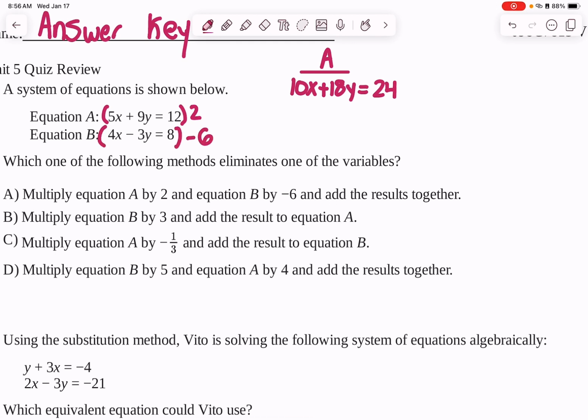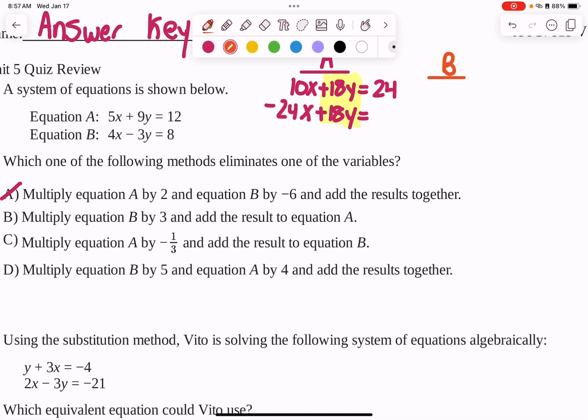Even though this might not be what we would normally do, it could still end up working, so that's how we're practicing it. -6 times 4 is -24x. -3 times -6 is positive 18y. And 8 times -6. Well, that part doesn't even matter. I already know that this wouldn't work because 18 plus 18 would only get me 36. And then the other two wouldn't cancel out. So A cannot be my answer. All right, let's try B.